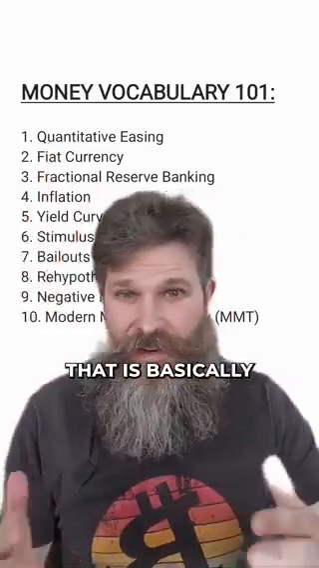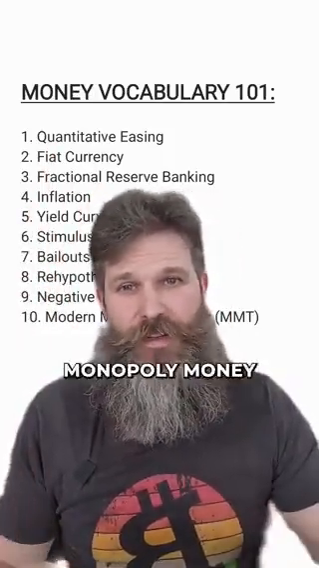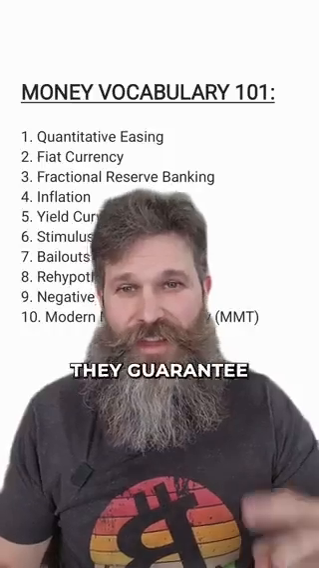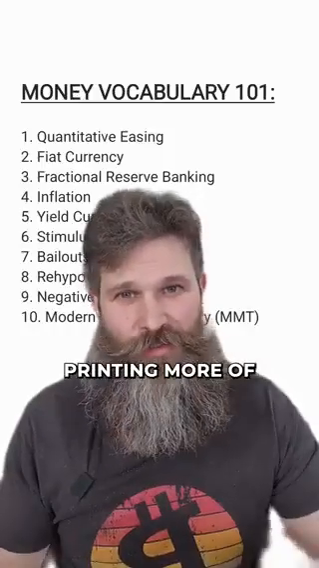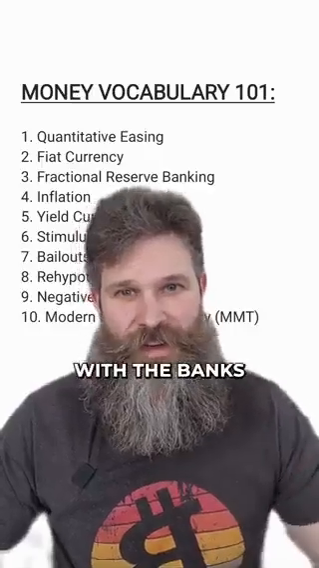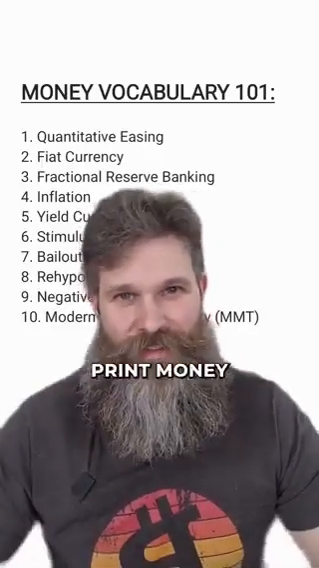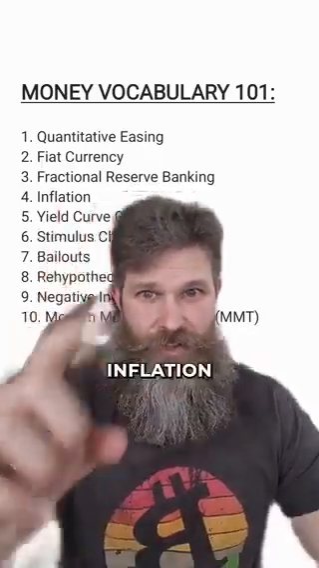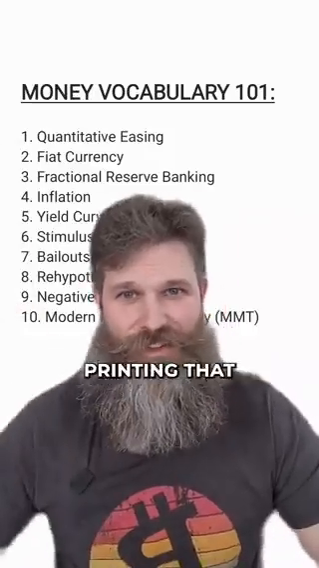Fiat currency. That is basically the government's monopoly money that they force you to use and that they guarantee they're going to keep printing more of. Fractional reserve banking. That's when the government gets in bed with the banks and allows them to also print money that doesn't exist. Inflation. That's the result of all this money printing that they're doing.